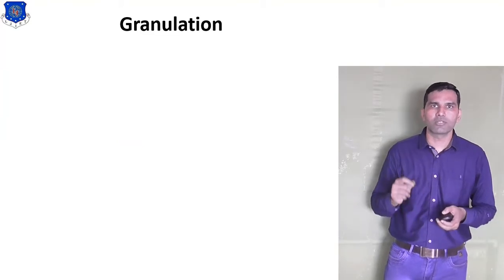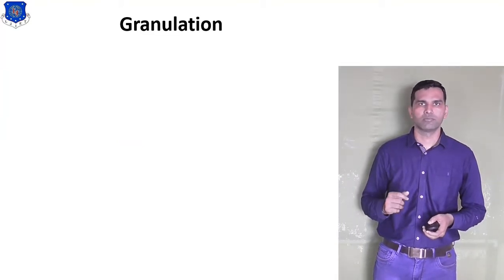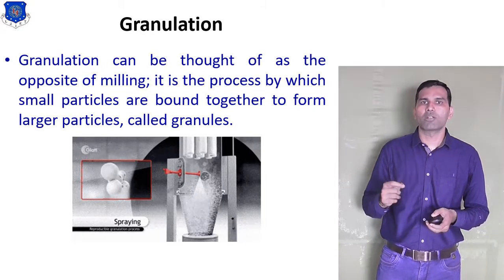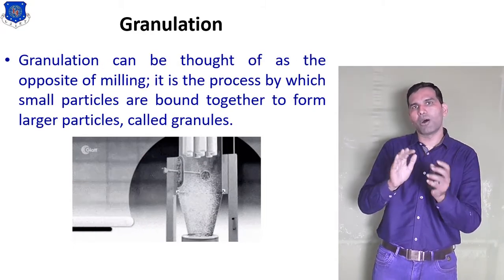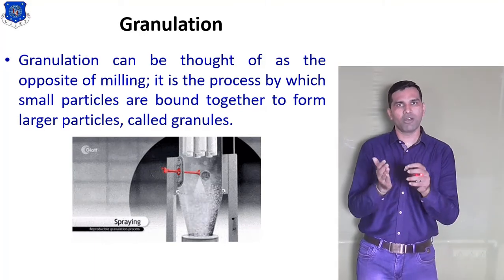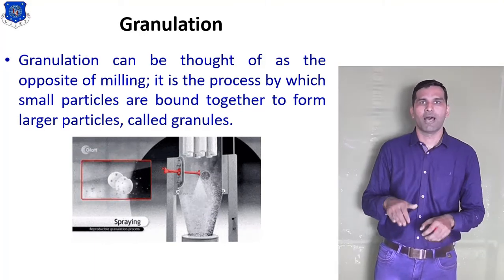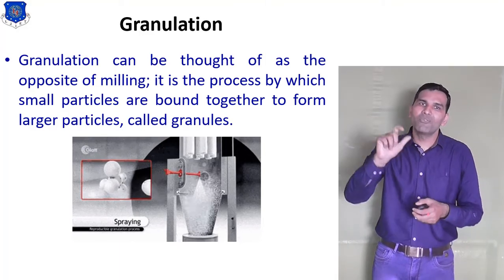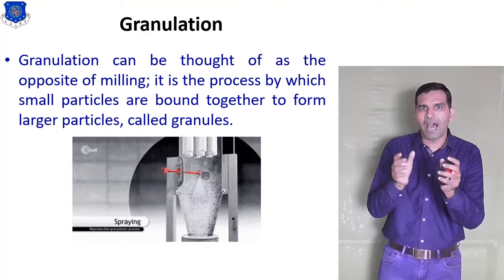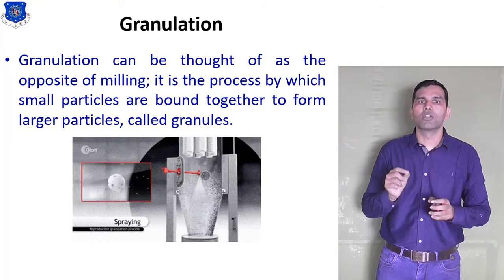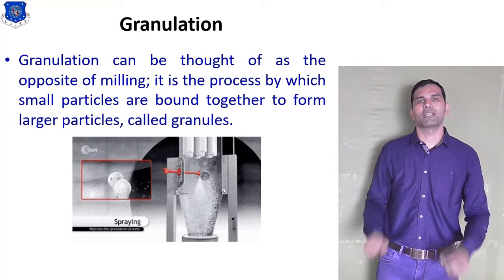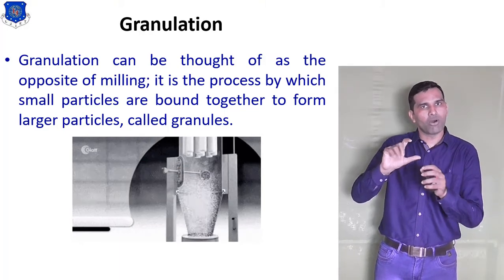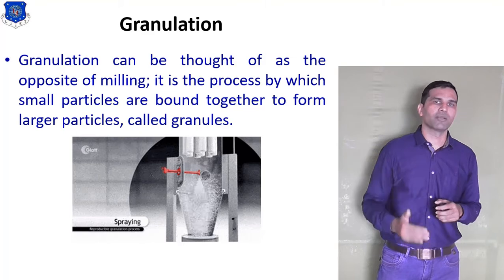Then the next step is granulation. Granulation can be thought of as the opposite of the milling process. How is it done? We will discuss. It is the process by which small particles are bound together to form a large particle. It is called granules. So here we do the opposite process of the milling process.